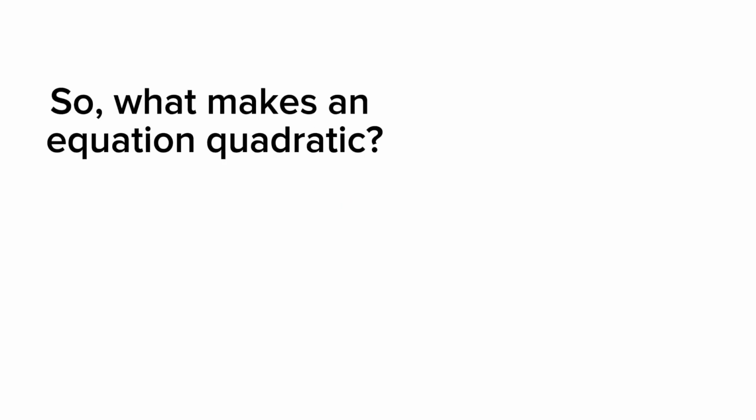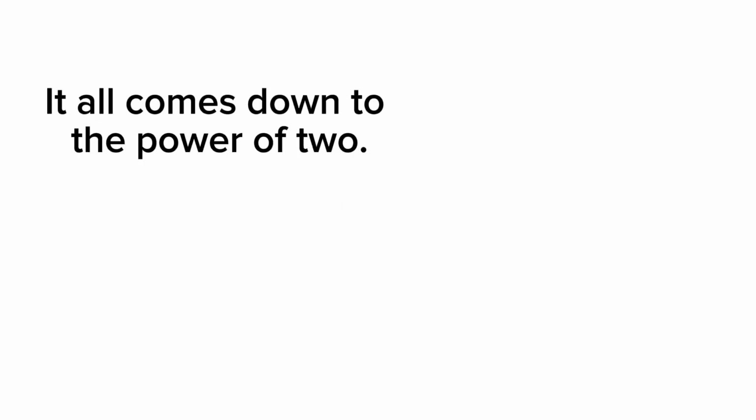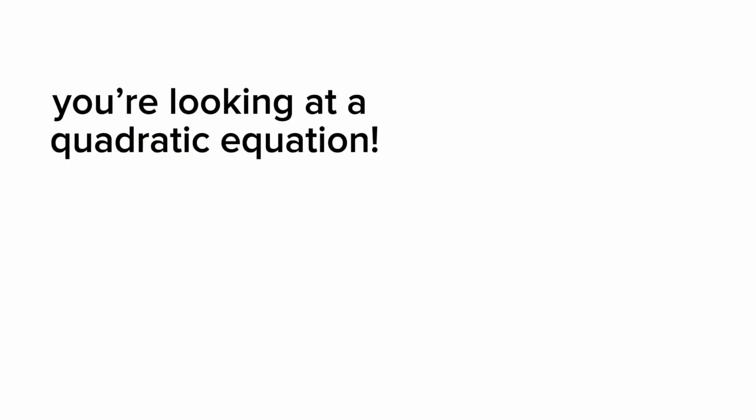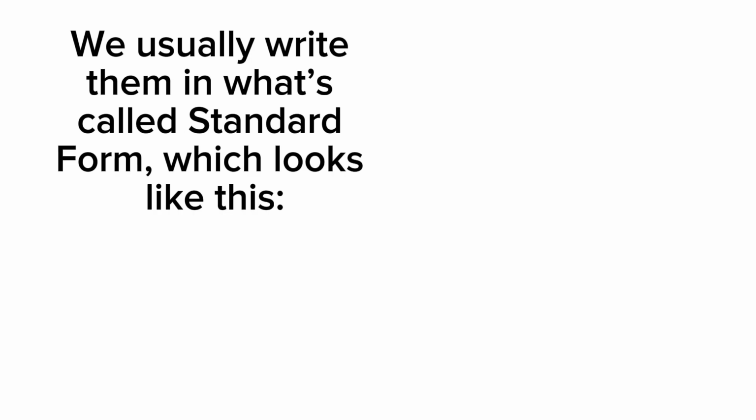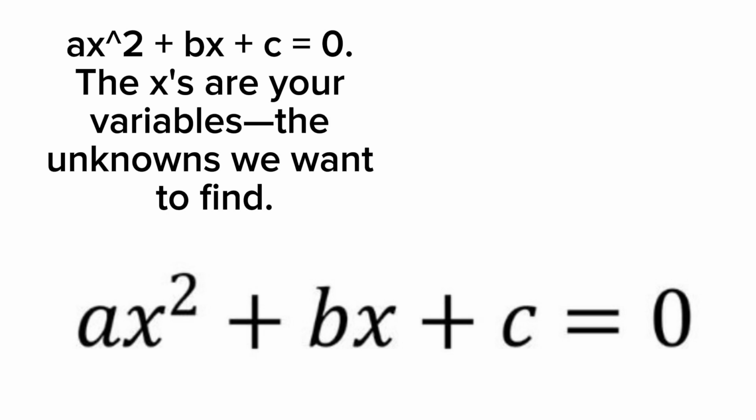So, what makes an equation quadratic? It all comes down to the power of 2. If your equation has an x squared in it, and that's the highest exponent it has, congratulations! You're looking at a quadratic equation. We usually write them in what's called standard form, which looks like this. ax squared plus bx plus c equals 0.